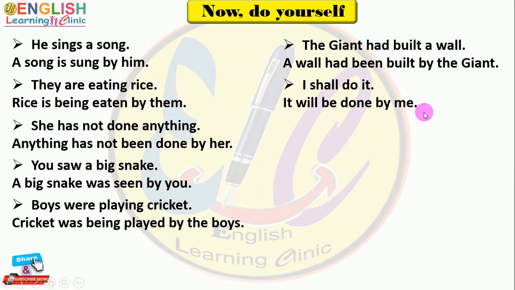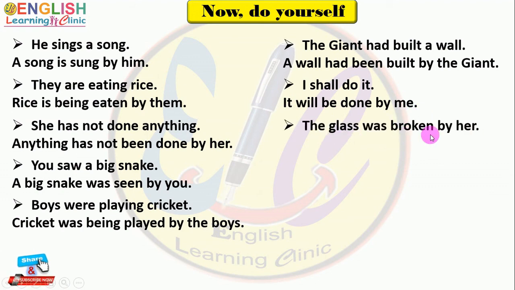The glass was broken by her. Look at this form. This is in passive form, that is be verb and the third form of the verb break. So you have to change it, you have to make it active. The active voice form is she broke the glass.